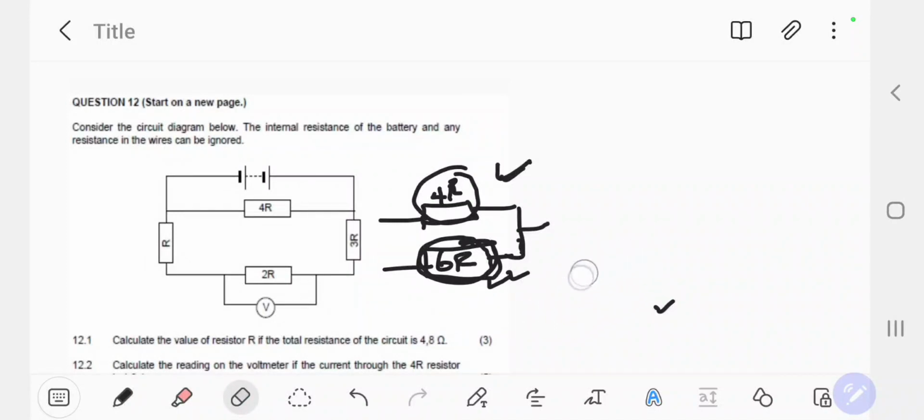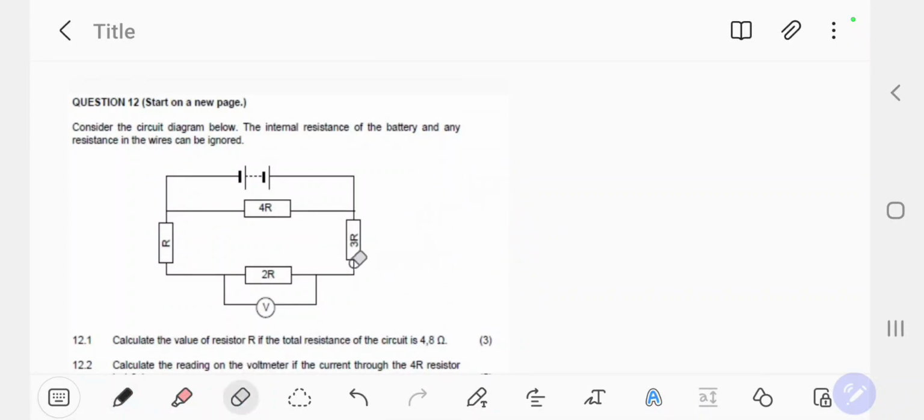Okay, so I'm just going to erase so that we can have space there. All right, thank you so much. So let's continue. I want us to look at the first question there, and we analyze the questions. Calculate the value of a resistor R if the total resistance of the circuit is 4.8.